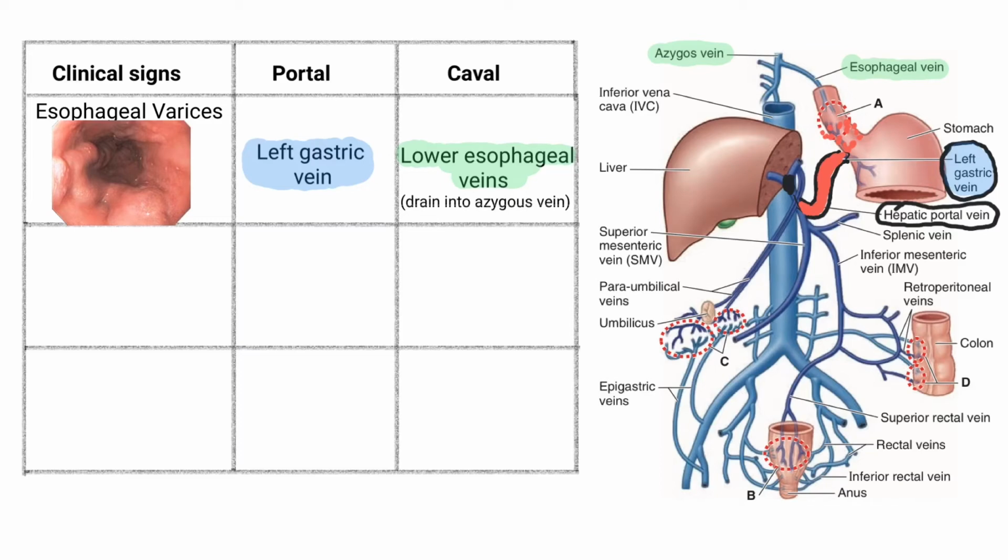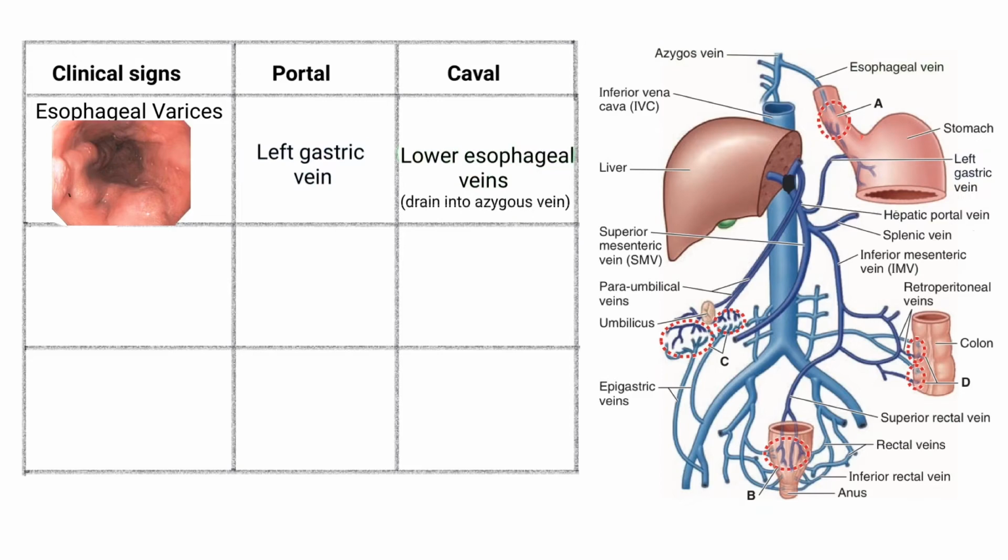So you want to know that for esophageal varices, the portal aspect will be the left gastric vein. The caval aspect will be the lower esophageal veins. These veins will bulge into the lumen of the esophagus. And once these veins rupture, that's when you're going to get the classical hematemesis in someone who has ruptured esophageal varices. This is a very dangerous clinical complication that we would like to avoid at all costs.